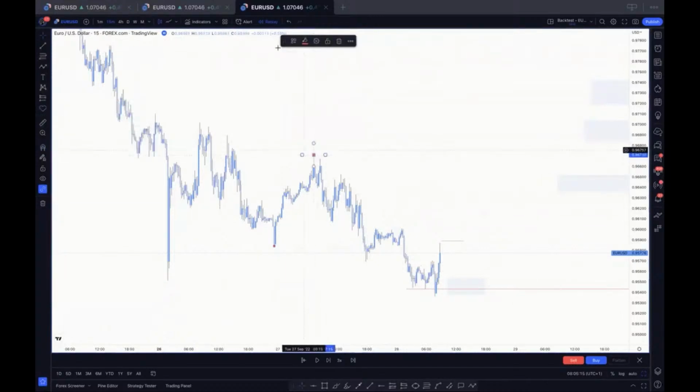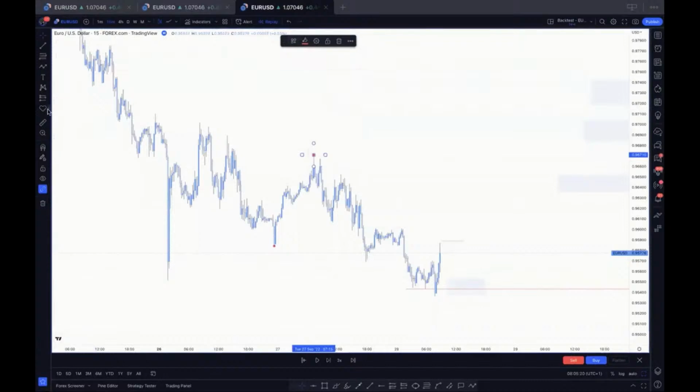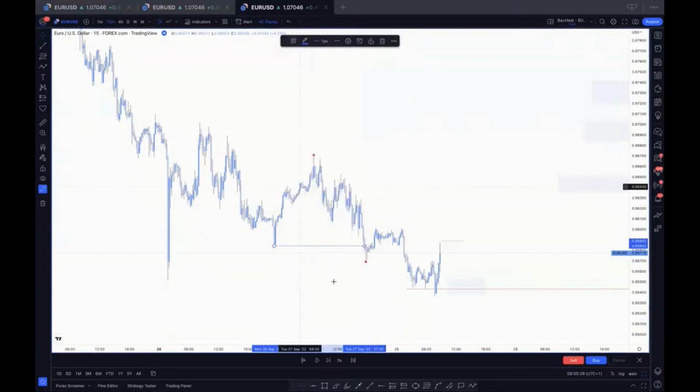This was the high on the 15 minutes. I'll also do the same thing. And then this high took out this low and then formed a new low here. So I'll also do that. So you can see the structure also on the 15 minutes. So let's draw the structure like this. All right, so to the body and then break of structure on the 15 minutes.